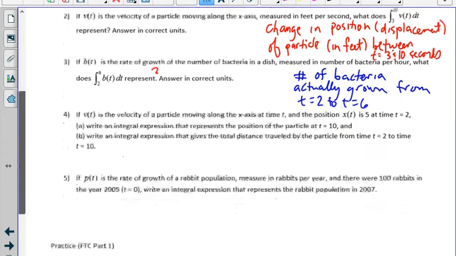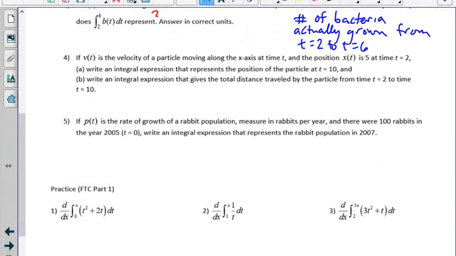Number 4, if v of t is the velocity of a particle moving along the x-axis at time t, and the position x of t is 5 at time 2, A, write an integral expression that represents the position of the particle at t equals 10. So if we want to write an integral expression, we know that the velocity is v of t, and we want to take the integral of that from time 2 to time 10.